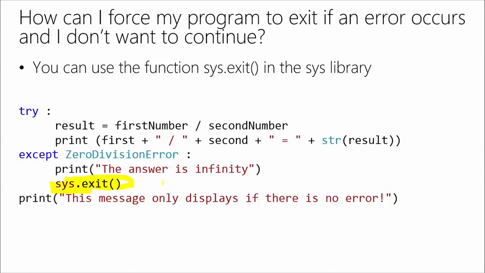In that situation, if you get the zero division error, when it hits sys.exit, it exits, and this line of code will never execute. Now, what if I had a finally, Christopher? Finally is guaranteed to run. Exactly. So that's the difference between finally and having this line of code.